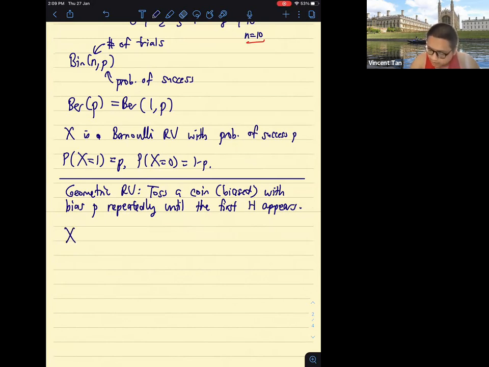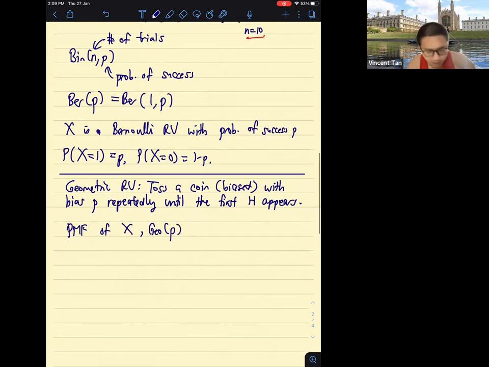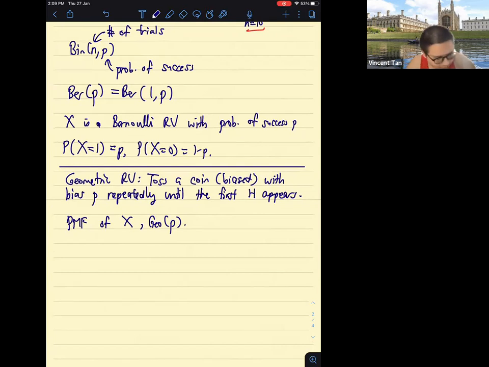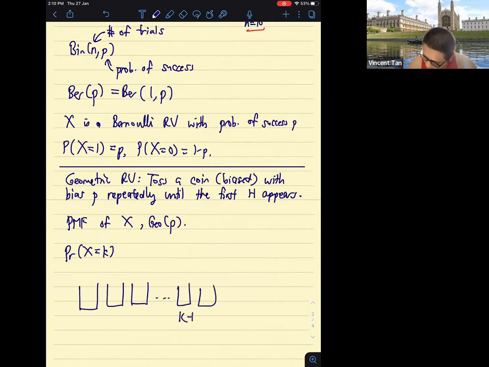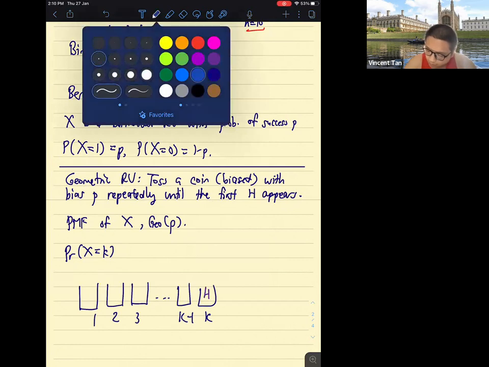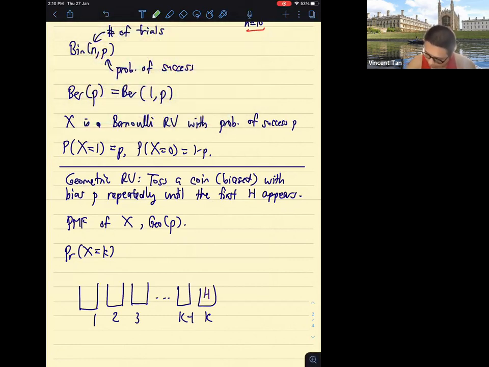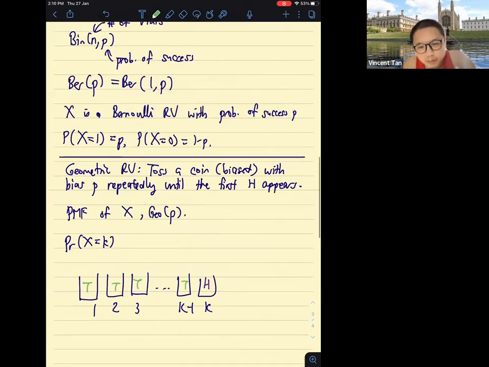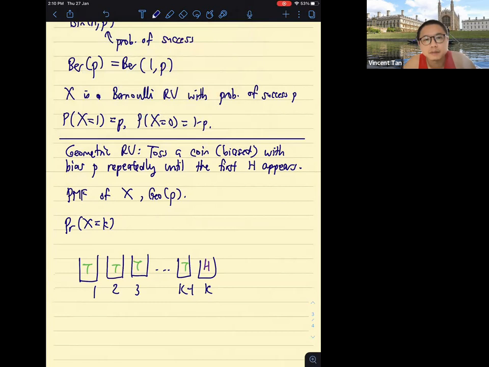Let us see what the PMF looks like. The probability mass function of X, which is a geometric random variable, we usually write as geometric p, where p is the probability of success. I don't know whether the book uses this, but it's okay. This notation is good. So what's the probability that X takes on the value k? Let's draw a picture. The first hit occurs in the kth bin. This is the (k minus 1)th, and this is the kth bin. The first hit occurs here, which means that all the other tosses must have resulted in tails. Otherwise, the last one cannot be the first hit.